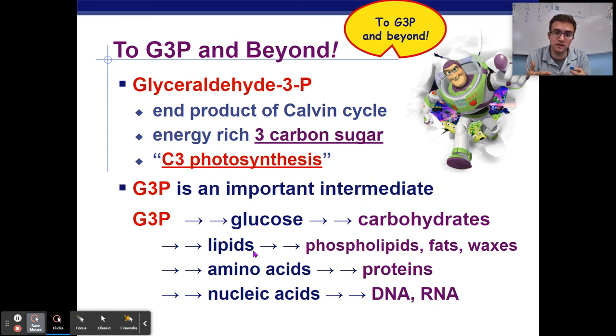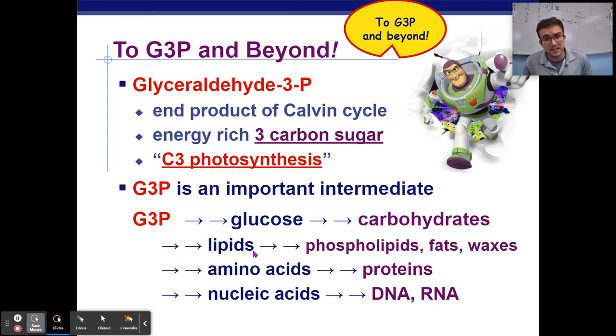If we stick 2 of them together, because G3P is 3 carbons, that's why we call it G3P. So if we stick two G3Ps together, we get glucose to store energy that way. We can use it to make lipids if we need to make a wax. The cuticle layer on plants is all wax to help drive that.